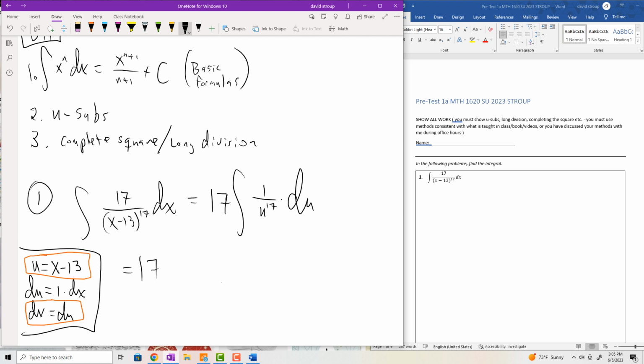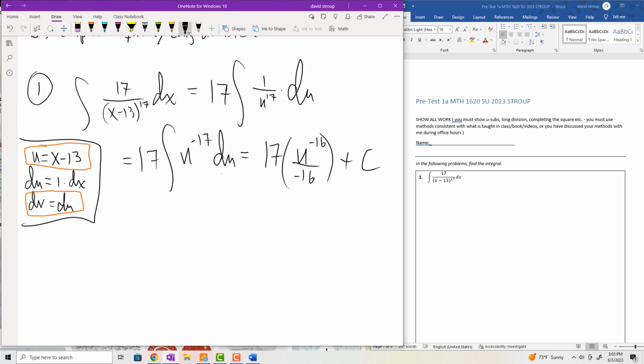Okay, in order to integrate that fraction, I need to rewrite it so I can apply the power rule. So I rewrite it with a negative exponent, and then it's going to be u to the negative 17 plus 1 is negative 16. Divide by that new exponent, and you get that expression. And then we want to back sub and hopefully clean it up. Okay, so factoring out the negative 16, we get negative 17 over 16. And then back subbing the u, it's x minus 13 to the negative 16.